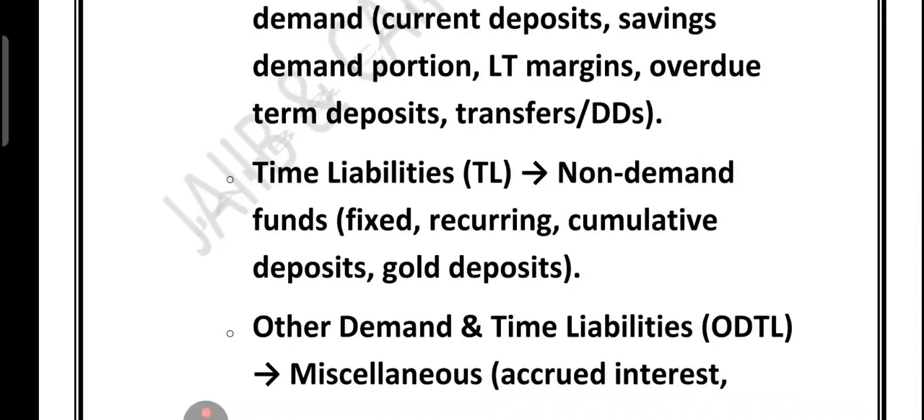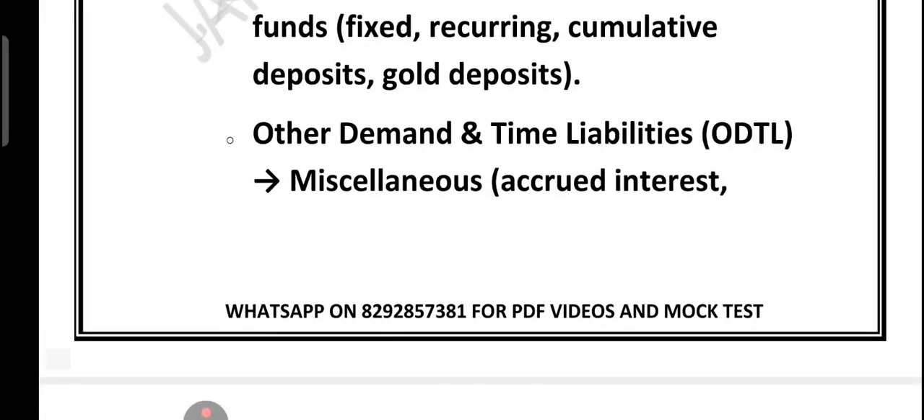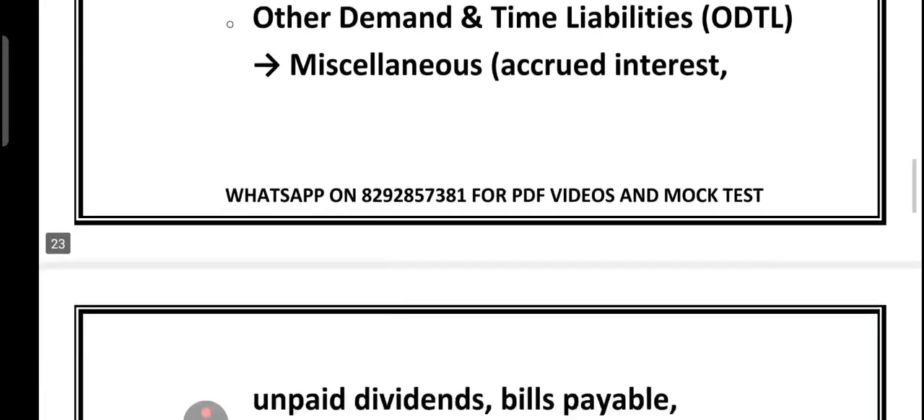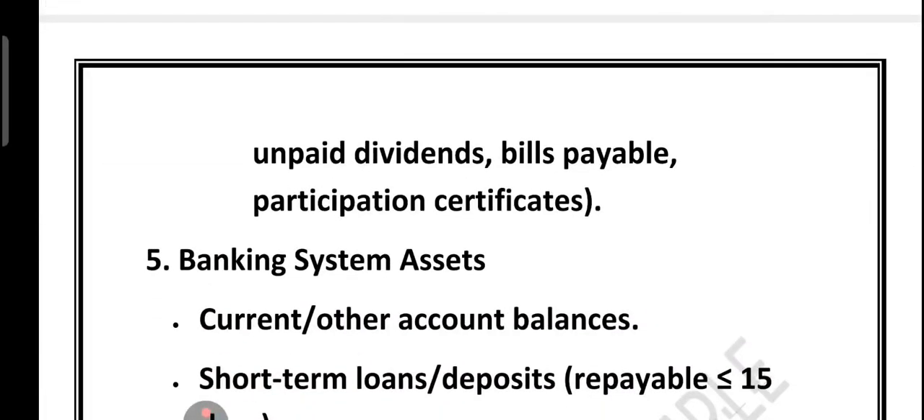TL means time liability. These are the non-demand funds, like fixed deposit, recurring deposit, cumulative deposit. Then we have other demand and time liabilities. They are miscellaneous, like accrued interest, unpaid dividend, bills payable, participation certificates.